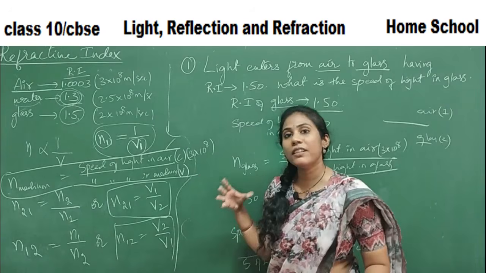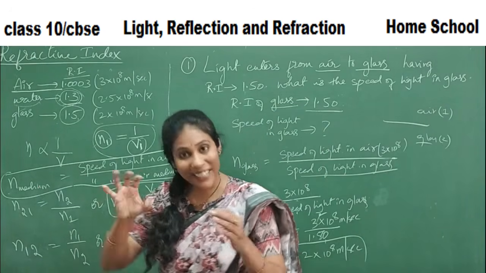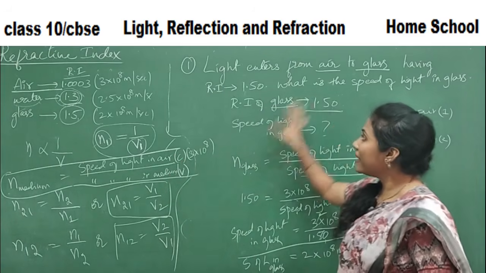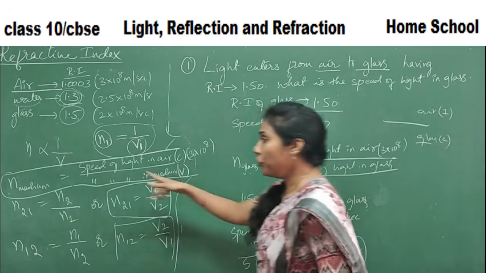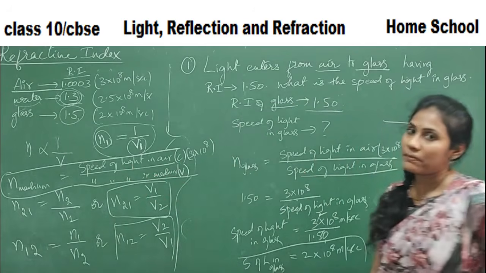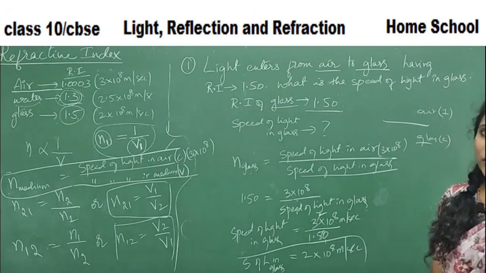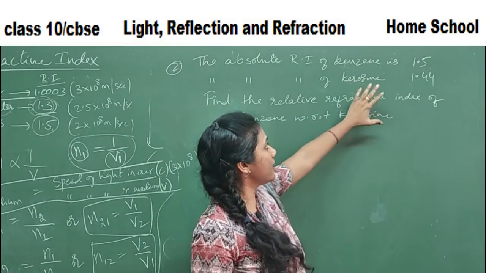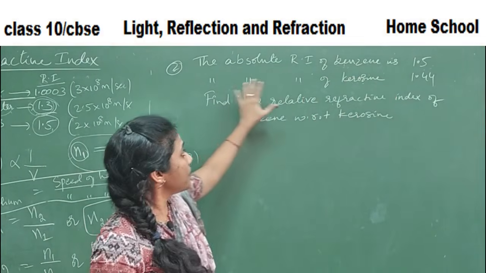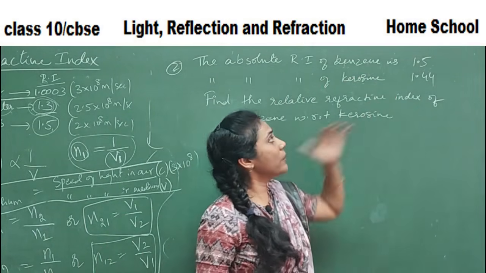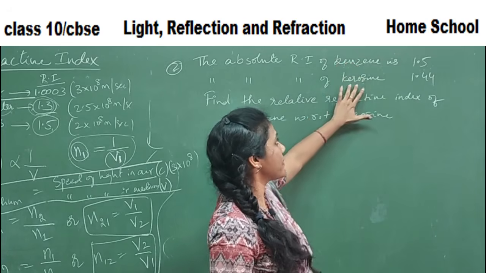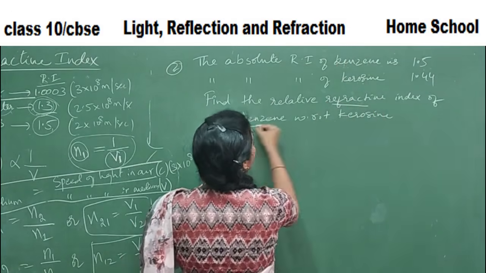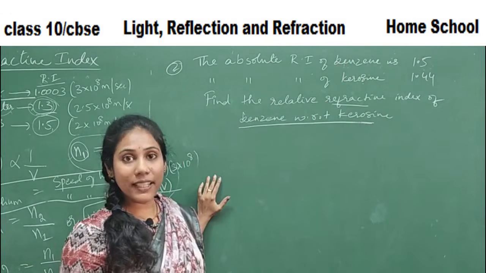Whenever they give you the refractive index of any particular medium and ask for the speed of light in that medium, you have to use this particular formula, right? Fine. We'll go to the next question. Get the second question, guys. The absolute refractive index of benzene, they gave 1.5. Absolute refractive index of kerosene, 1.44. That means these are the two mediums. Find the relative refractive index of benzene with respect to kerosene.